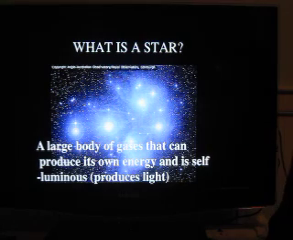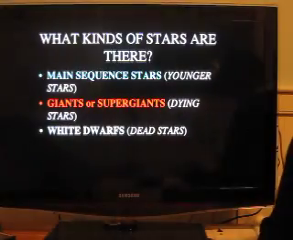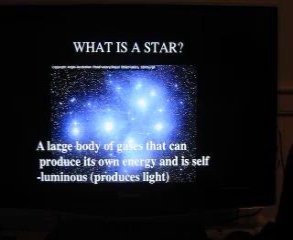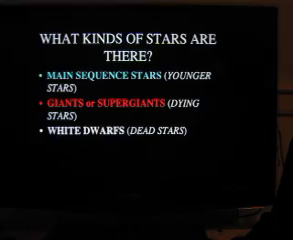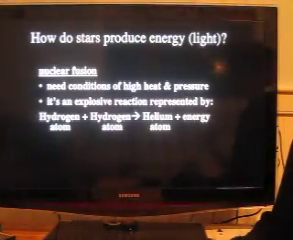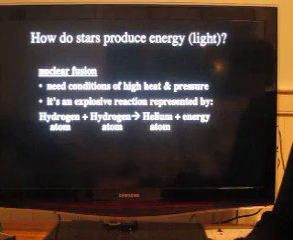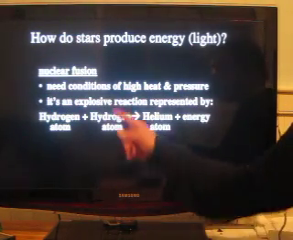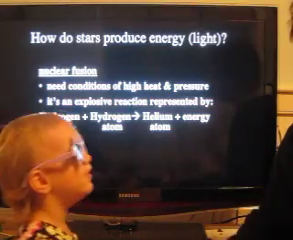First, the basic definition for a star: it's a large body of gases that can produce its own energy and is self-luminous. So it produces light on its own. Actually, let me go right to how do stars do that. So how are stars able to produce energy? They produce energy by going through this reaction called nuclear fusion.